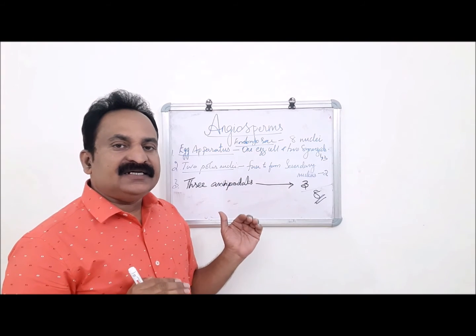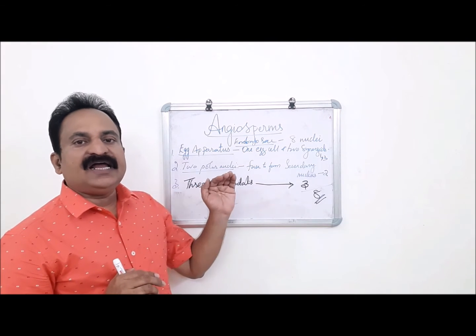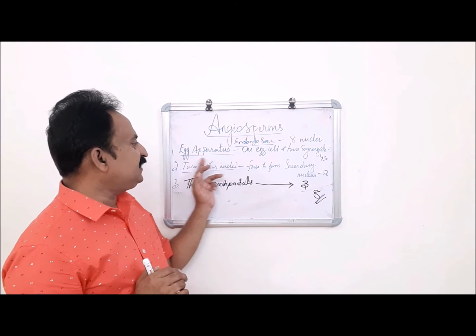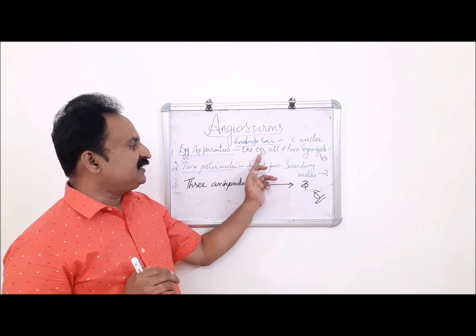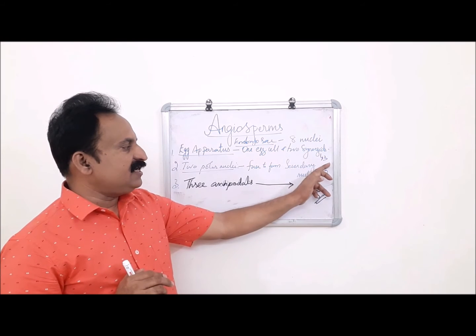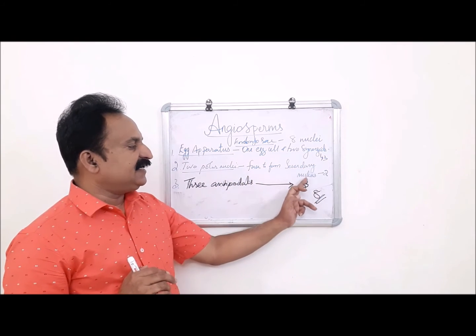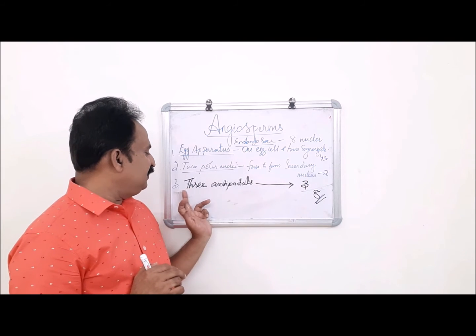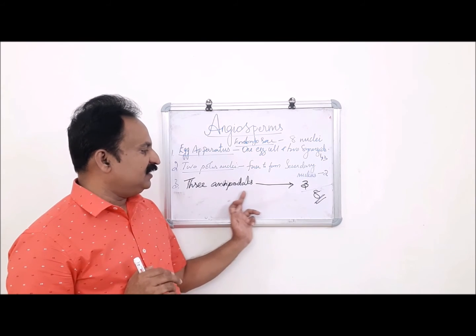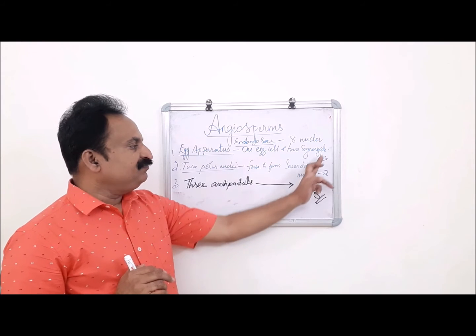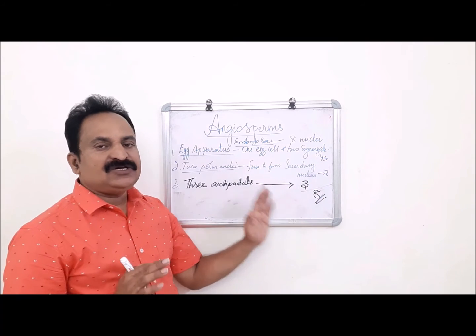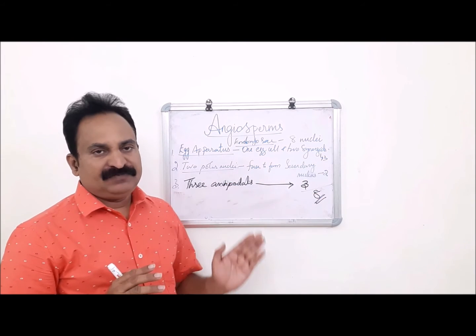The embryo sac consists of 8 nuclei which are arranged as follows. One is the egg apparatus containing 1 egg cell and 2 synergids, totally 3. Then 2 polar nuclei fuse to form the secondary nucleus. And the third one is 3 antipodals. So totally 3 plus 2 plus 3, 8 nuclei form in the embryo sac.